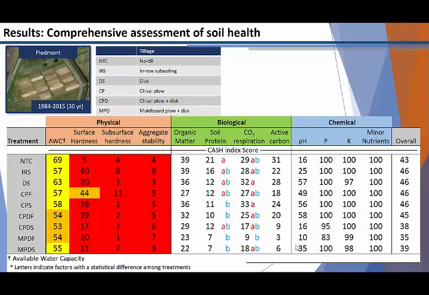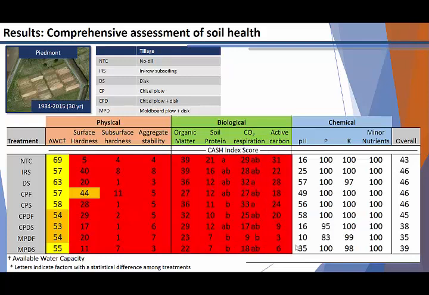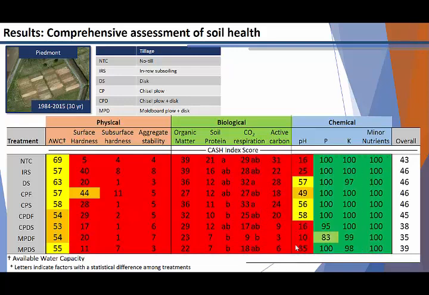But again, when I look at the actual ratings from Cornell based on how they're interpreting these scores, our physical indicators all scored low or very low except for available water capacity. And then our biological indicators all scored low. And our chemical indicators all were sufficient. So we had enough phosphorus, potassium, and minor nutrients in that system. And then you look at our overall soil health scores, and we have low or very low.